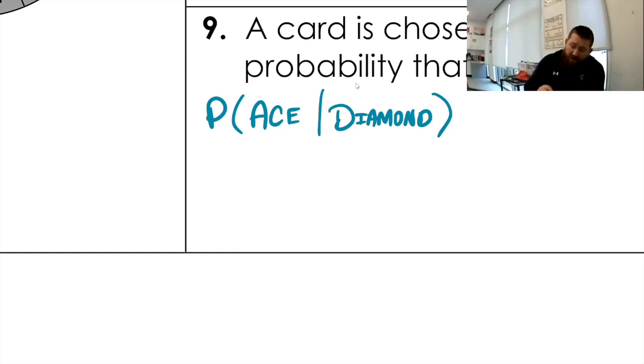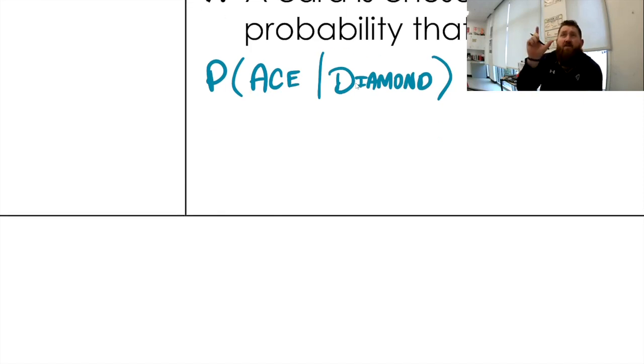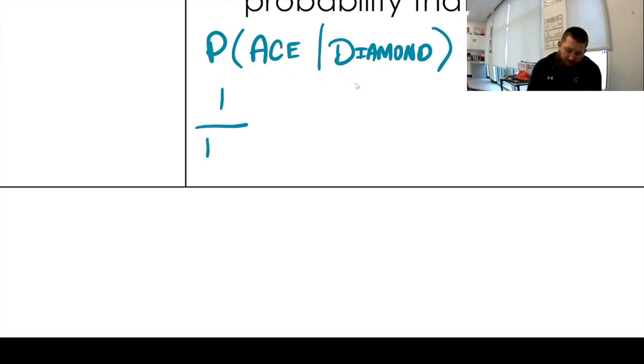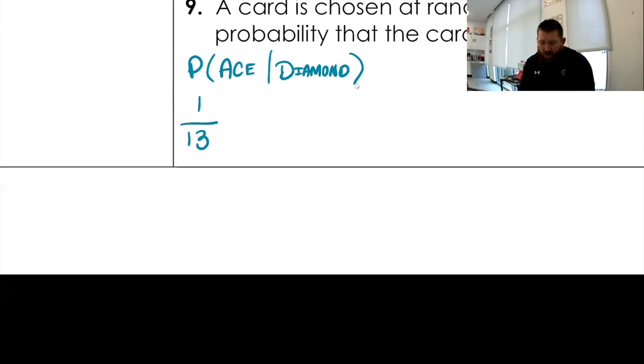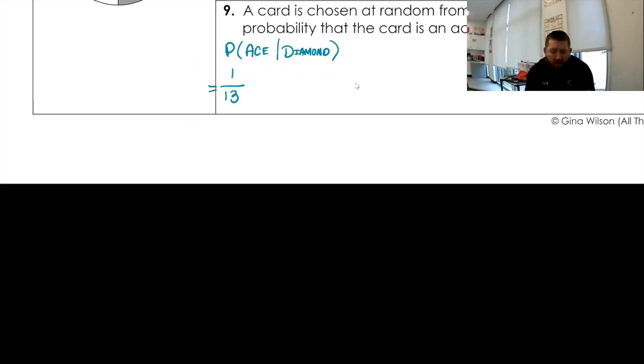So there are 13 diamonds in the deck, right? 13 diamonds in the deck. And of those 13 diamonds, there is 1 ace. So my prediction for this answer is 1 over 13. That's my prediction. Let's find out. Because I'm saying, hey, diamond is my reduced sample space. Of those diamonds, there's 1 ace. Let's go ahead and see what happens in the Thunderdome.